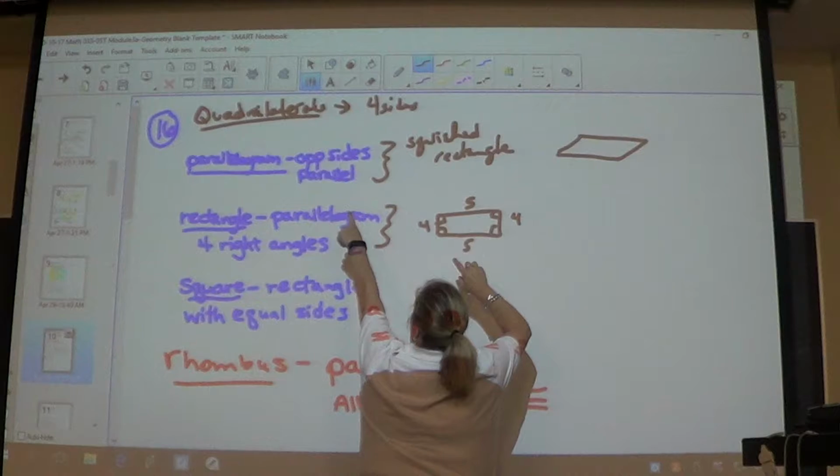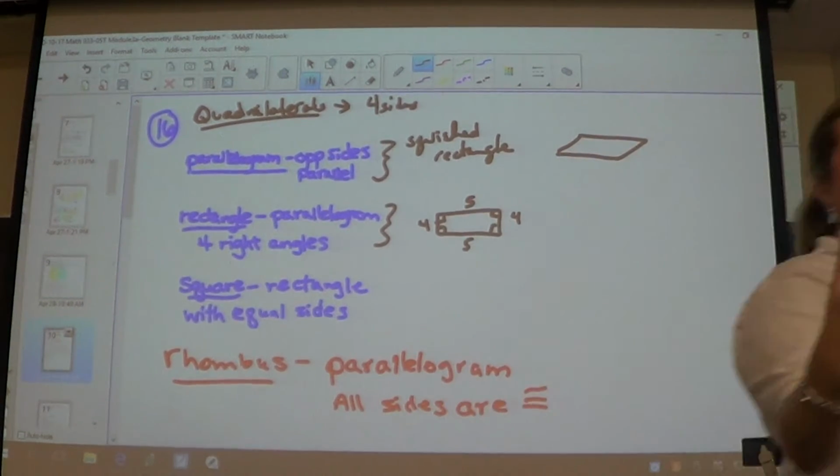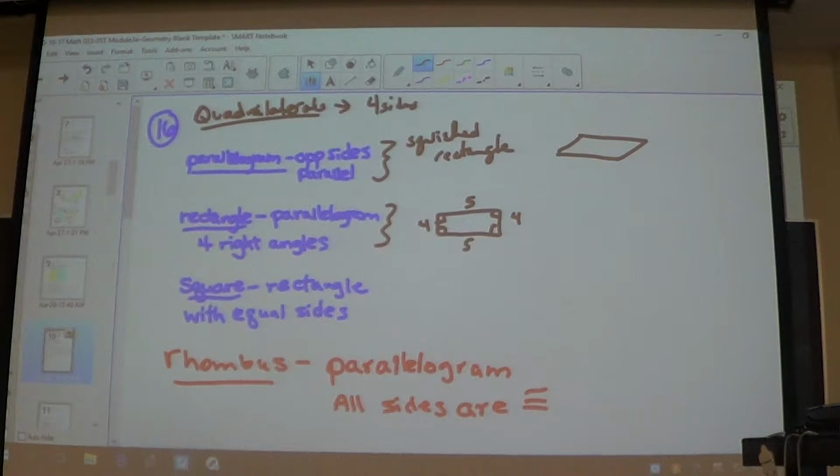A parallelogram, the top and the bottom are equal, the left and the right are equal, but you don't have right angles. You sat on a box. So this is still equal to this, and this is still equal to this, but you sat on it. So it's like a leaning box. That's a parallelogram. A square is when all sides are equal and you have right angles. That's a square. A rhombus is a squished square.